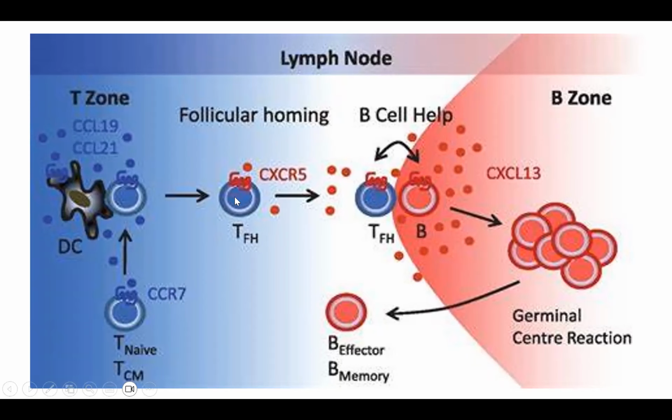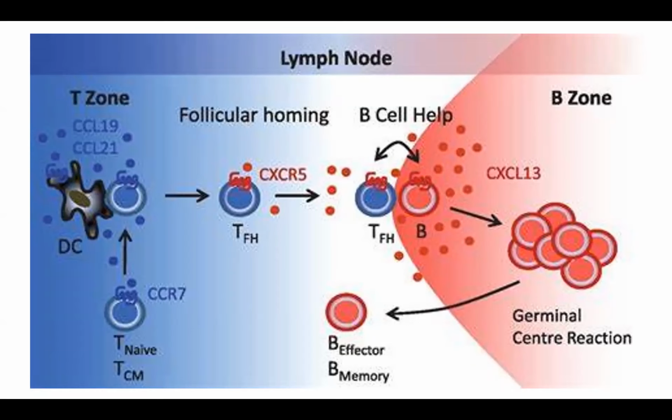So part of AIDS-like syndrome is inhibiting this process. It's not the only way that AIDS-like syndrome can happen, but it's one of the ways. Okay, it's through the CCR7 and the CXCR5.